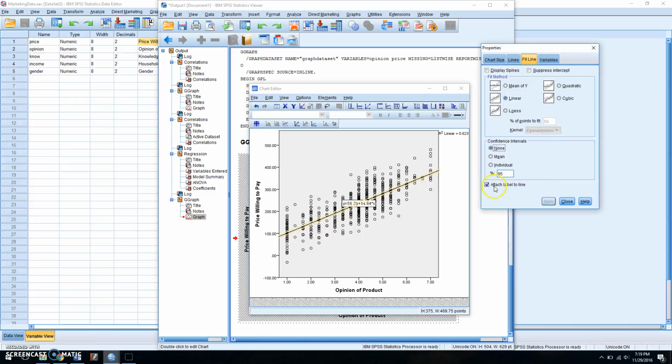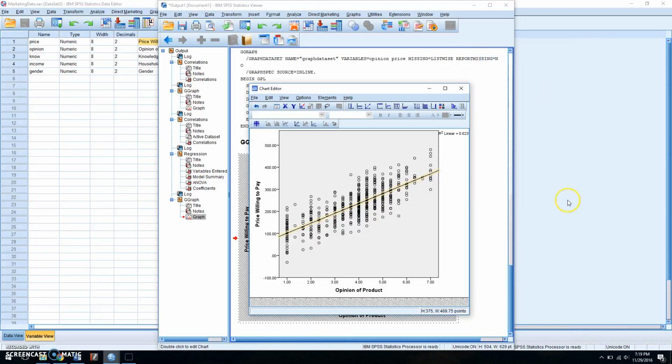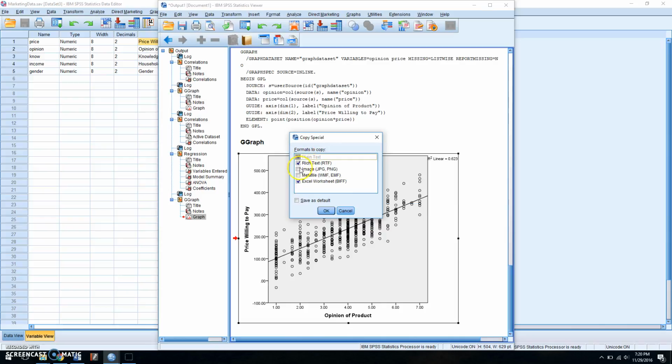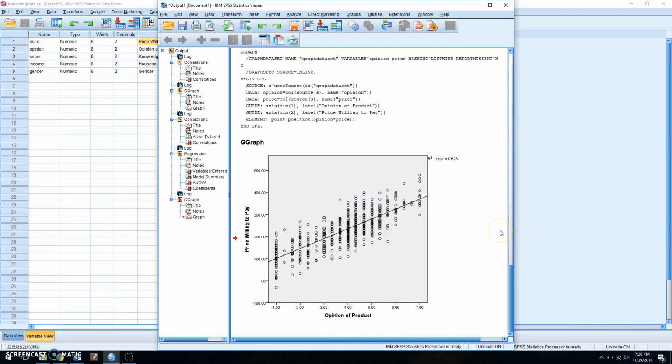And there's also this checkbox here, the attach label to line. If you don't want that equation showing up, you can just uncheck that box, hit apply, and it goes away. Okay, so then you just get a nice clean line there. And to close up shop, you just close the chart editor, and now in the output window, that graph is updated. So now you have the line going through it, and you can right-click and copy it as an image if you want to copy it into your document. And that's all it takes.